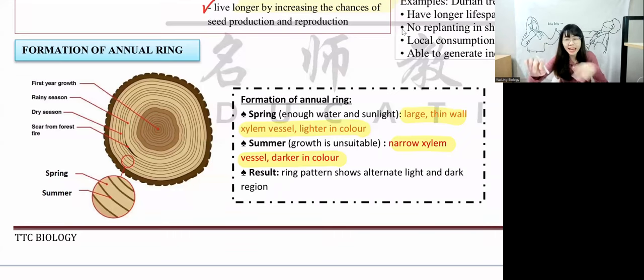The vessel is like a tan line. They will form like a tan line over here, so it's darker in color. During spring, it means the opposite. So usually during springtime, they will have a larger gap. The larger gap is spring. The line is during summertime.